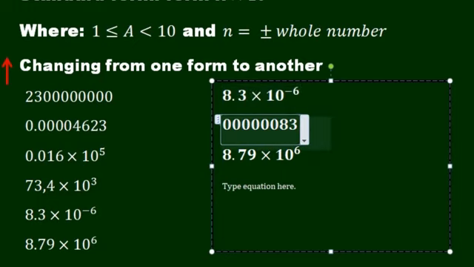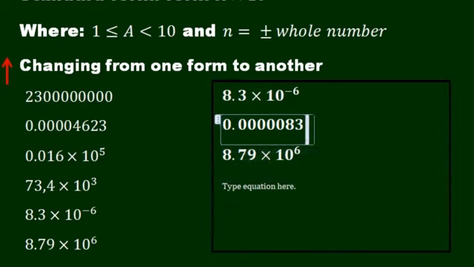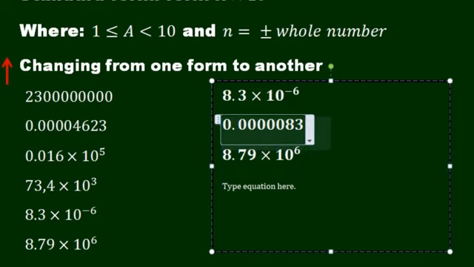Where are we going to put our comma? We are going to put our comma between the first 0 and the second 0 there. That's where we put our comma, because this number has a negative power. It's less than 1.